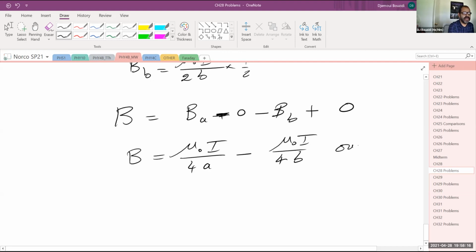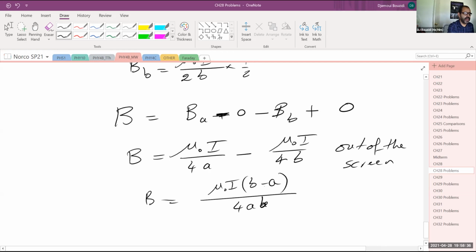And it's out of the screen. Or the paper, if you're looking at the paper, okay? Coming out, because A is bigger than B. As a matter of fact, you can do the common denominator, and the common denominator is 4A times B, and this is mu naught I times B minus A, okay? B is greater than A, so the common denominator is correct. So everything is positive, coming out of the screen, okay?